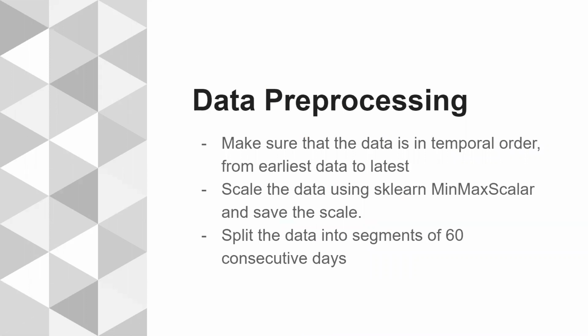For data processing, we have to make sure that the data is in temporal order from earliest to latest. We also scale the data using sklearn's MinMaxScaler, and we keep the scale so that we can transform the data back after prediction. We also split the data into segments of 60 consecutive days, which we feed into the neural network.